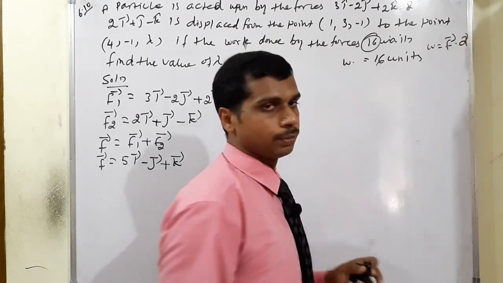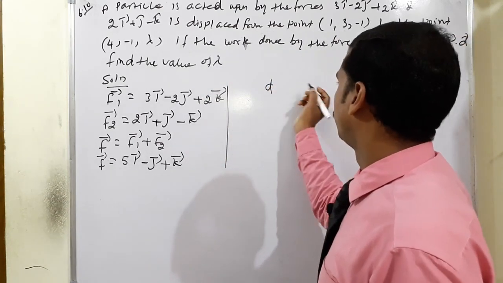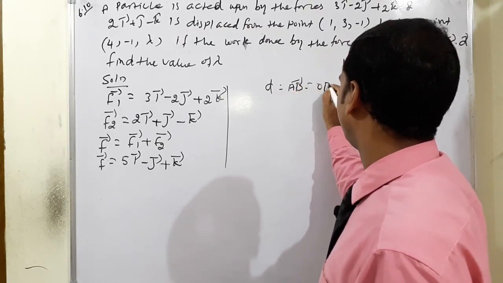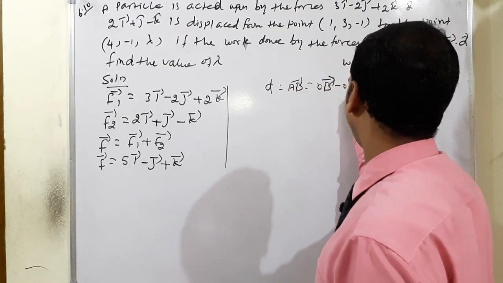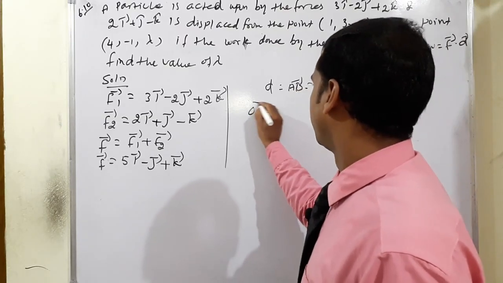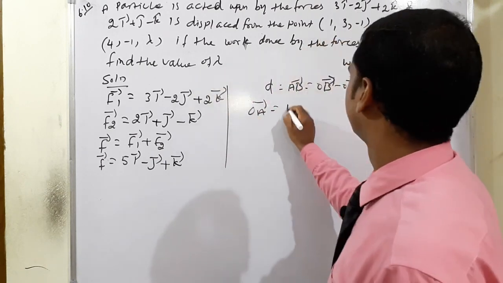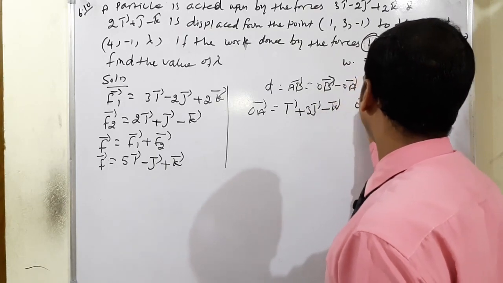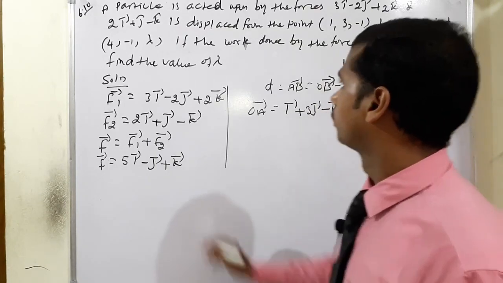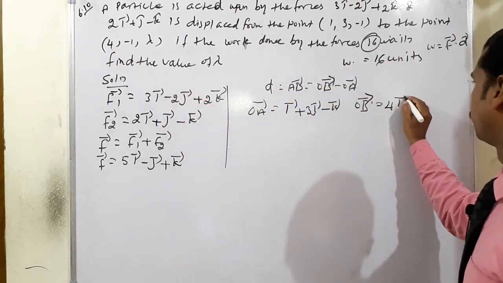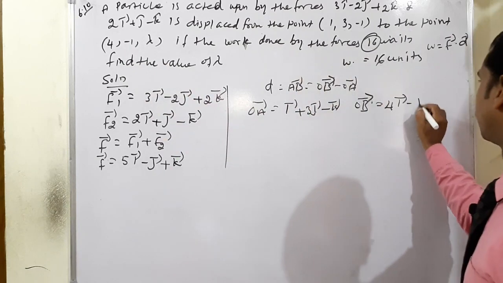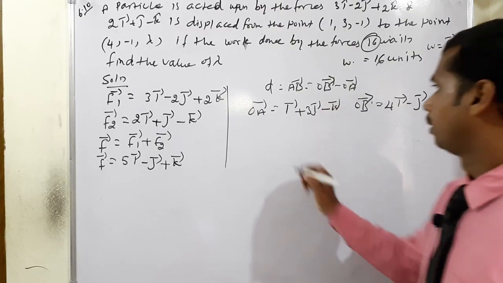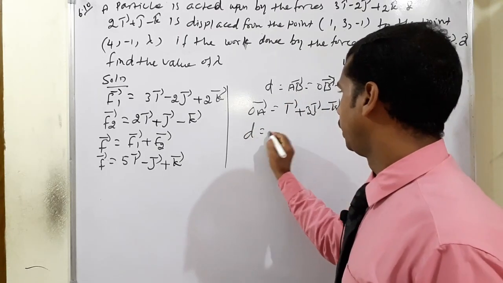D is called displacement, okay. Now I am moving to find D. We already know AB vector is OB vector minus OA vector. So OA is equal to i vector plus 3j vector minus k vector. Then OB vector is equal to 4i vector minus j vector plus lambda k vector.